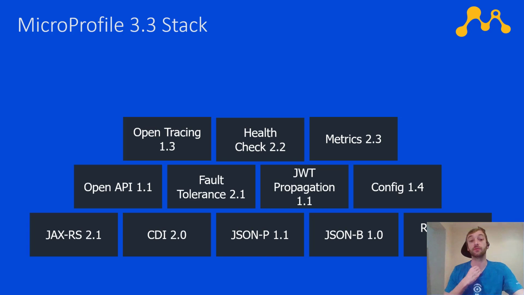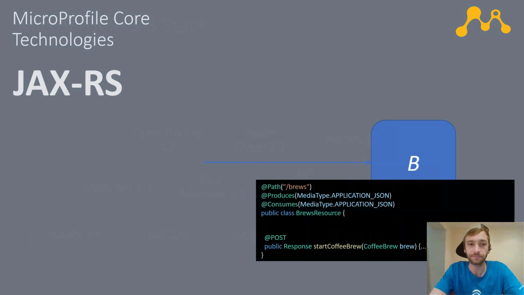So this is the MicroProfile 3.3 stack. The bottom layer is what we thought would be the basis of what we need for microservices in Java. Then we've got the second level, which is basically to make our applications, our microservices, more robust. And then the top level is to do debugging, tracing, and figure out what's going on once they're deployed.